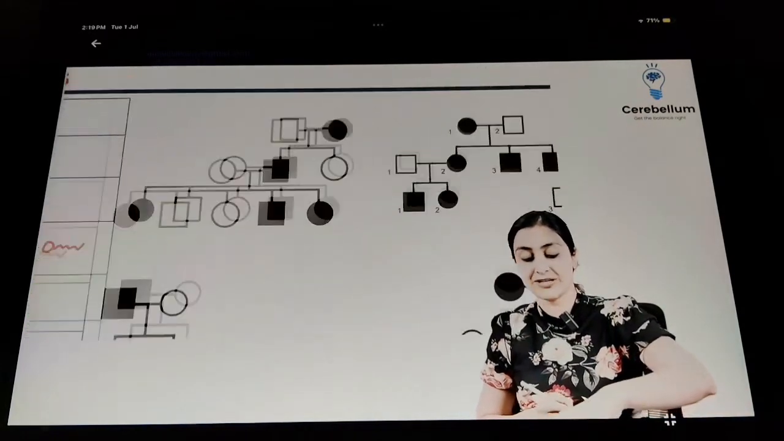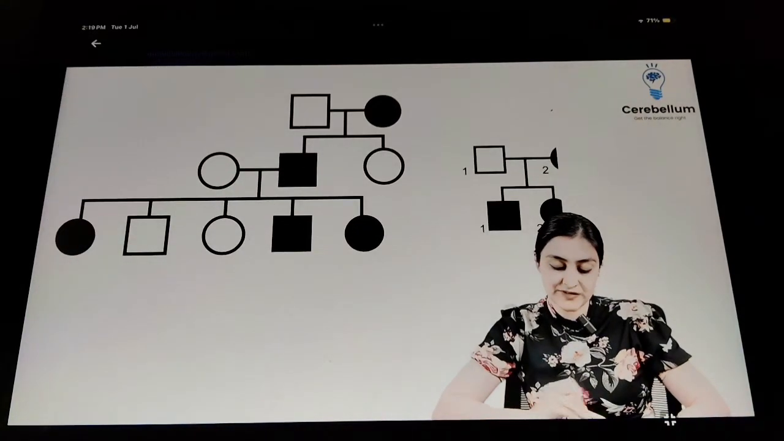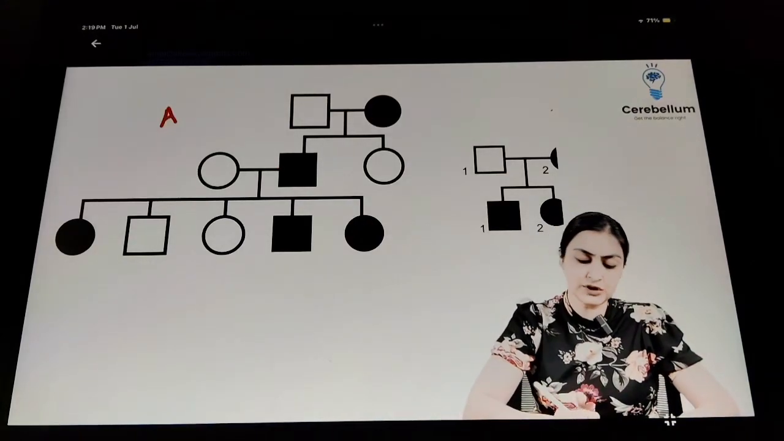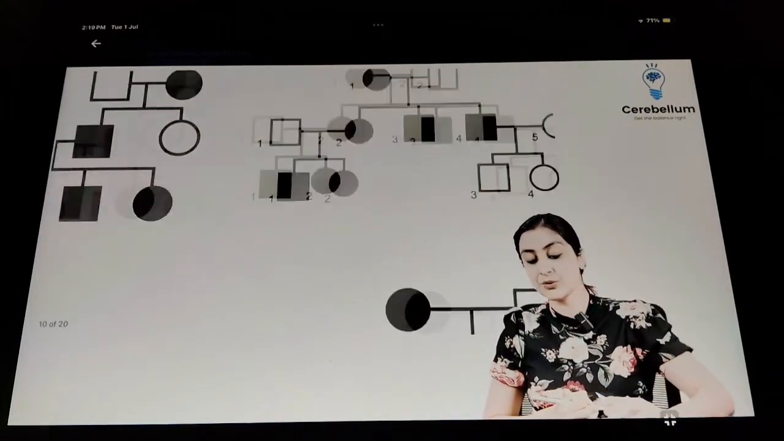Okay, so let's look at a few examples and try to adopt that stepwise approach. What do we see? Do we see any sex predominance predilection? Not really. So it is autosomal. Do we see any generation skipping? No. So it is autosomal dominant. So easy. Look at this one now.